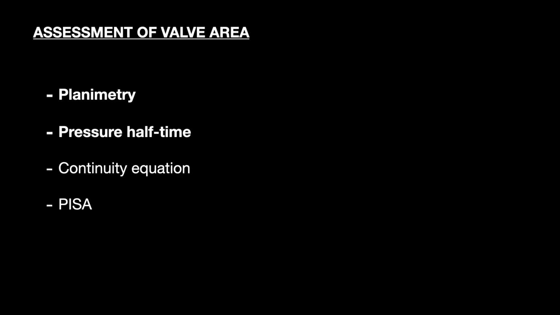So firstly, valve area. Valve area can be assessed by the following methods. Mitral valve planimetry is the reference value if there's any discrepancy in other measurements. Pressure half-time can also measure valve area, and we'll also talk about the continuity equation and PISA. Planimetry and pressure half-time attract level 1 recommendations from the American Society of Echo, and the other two measurements can be added in as required or desired.